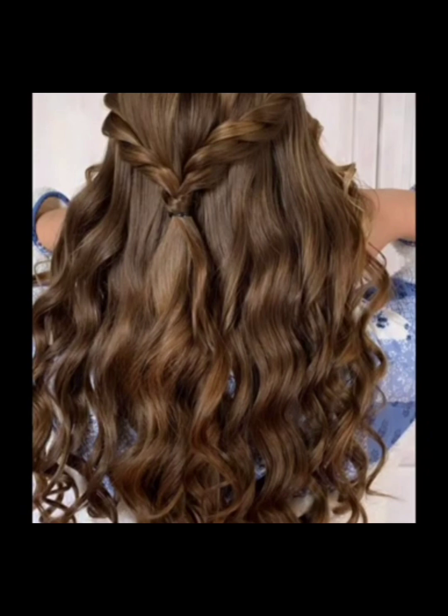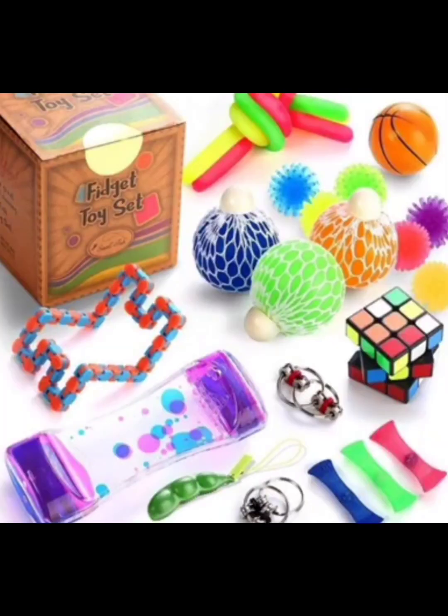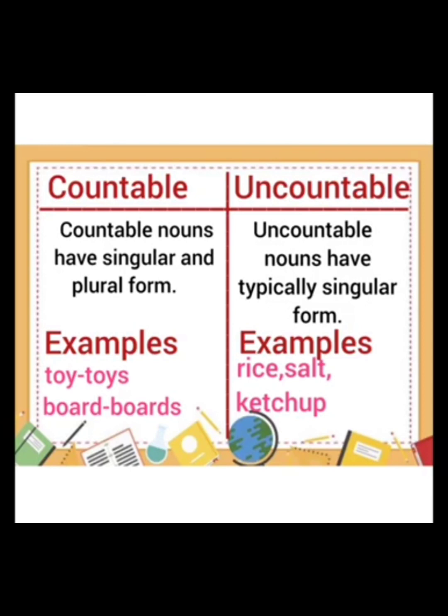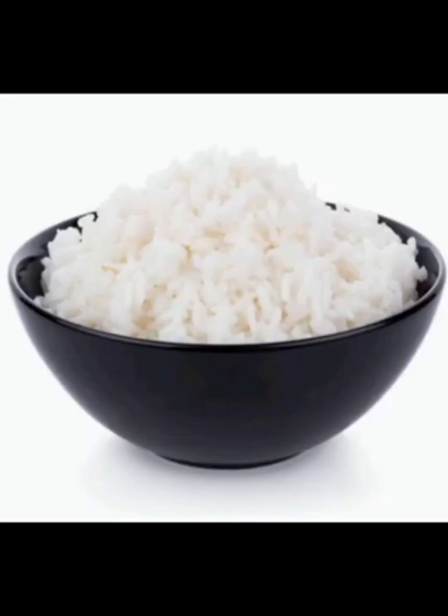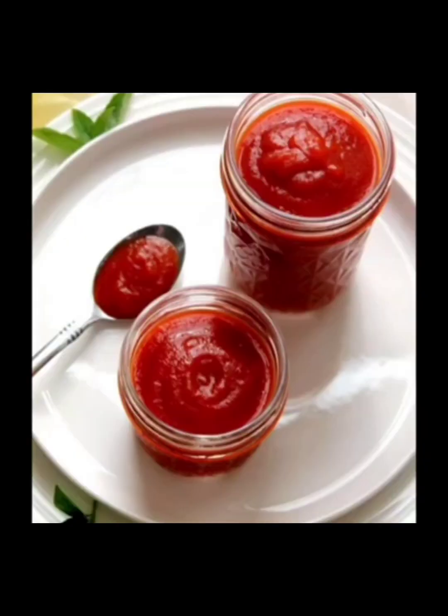The second difference of countable nouns and uncountable nouns is that countable nouns have singular and plural forms. For example, toy, toys; board, boards. While on the other hand, uncountable nouns typically have only a singular form. For example, rice, salt, ketchup.